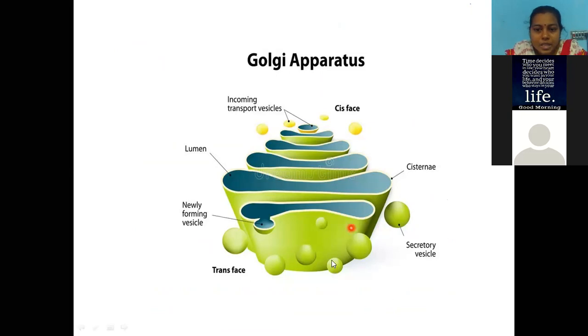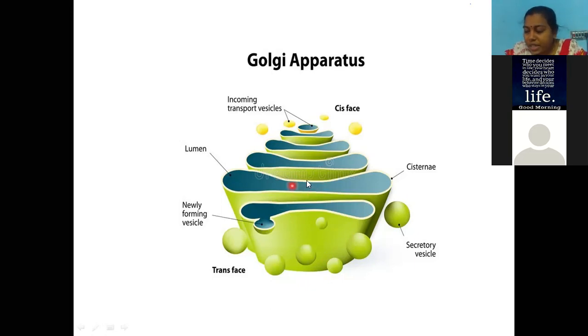This is the structure of Golgi apparatus. Are you able to see this? Yes, ma'am. Okay. See, these are internal foldings. You can see, no? These are the cisternae. And here they're arranged one upon the other parallelly.